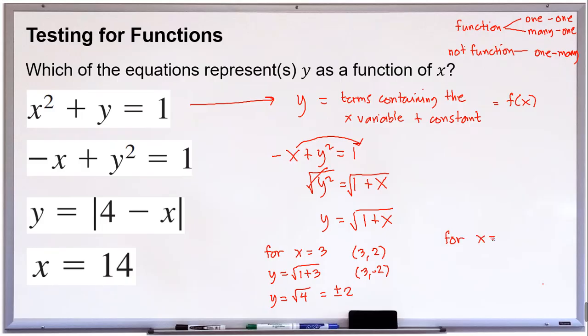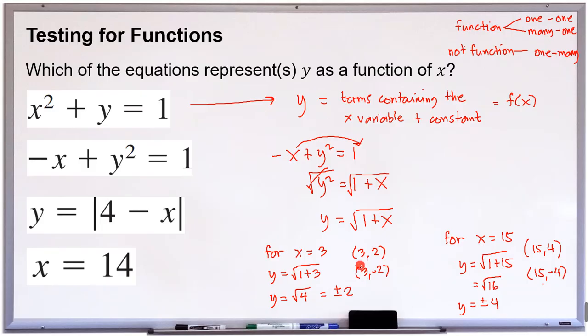Now let's try another x value. For x is equal to, let's say, 15, you have y is equal to the square root of 1 plus 15. So you have the square root of 16. So y is equal to plus and minus 4. So for this case, we have two ordered pairs. These are (15, 4) and (15, -4).